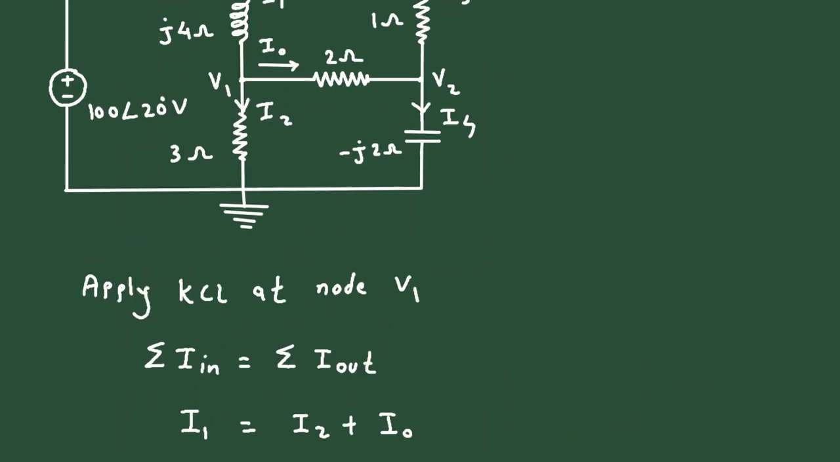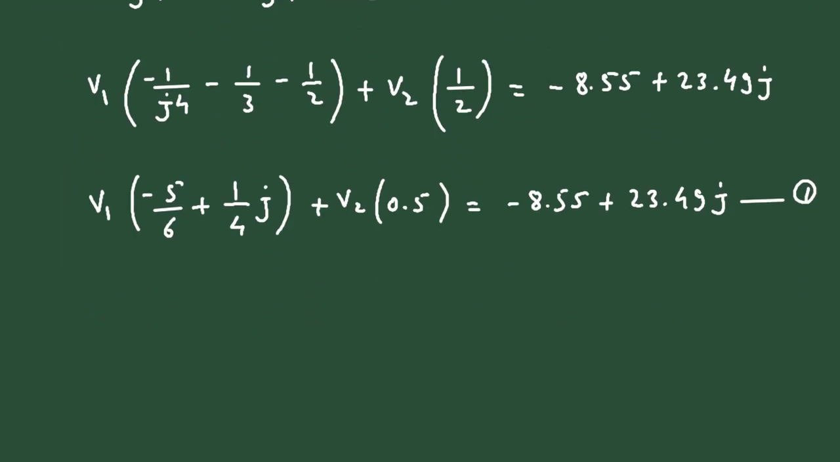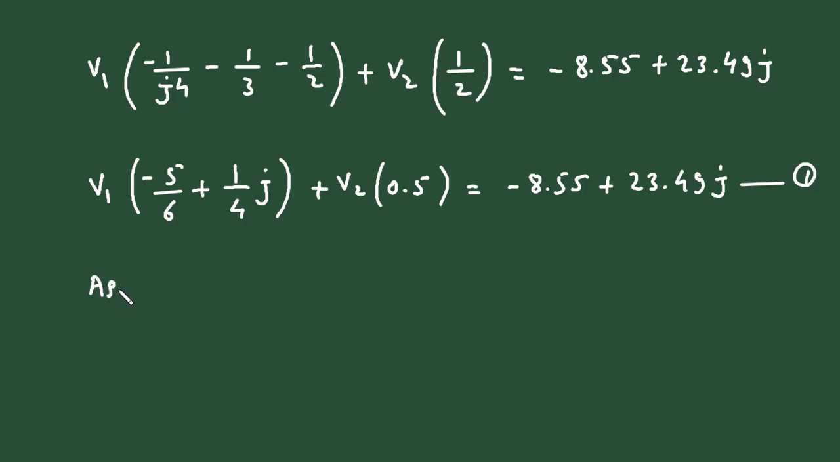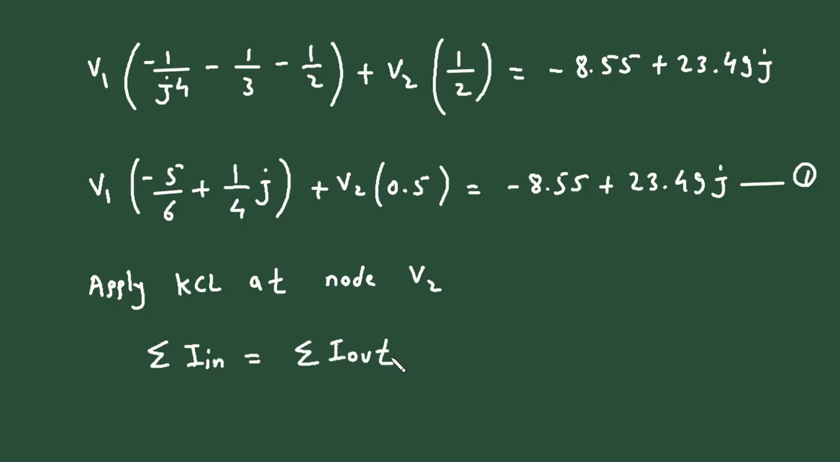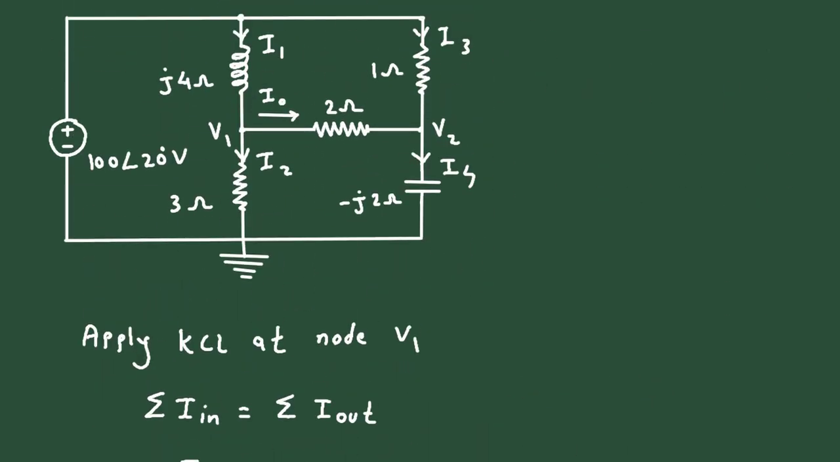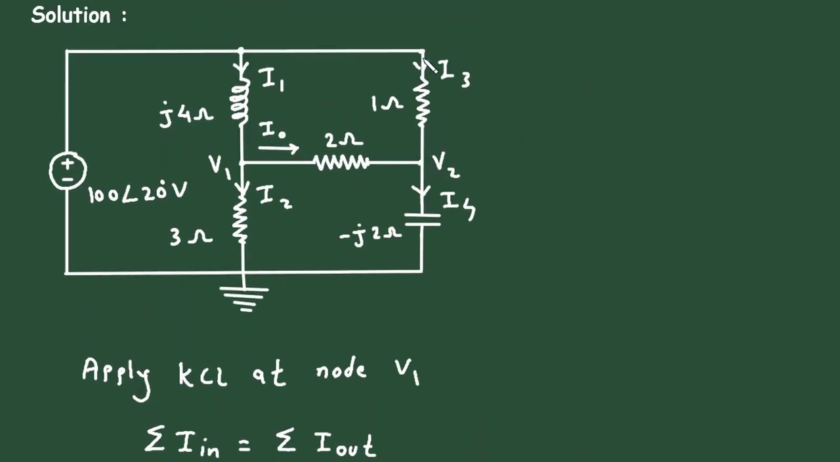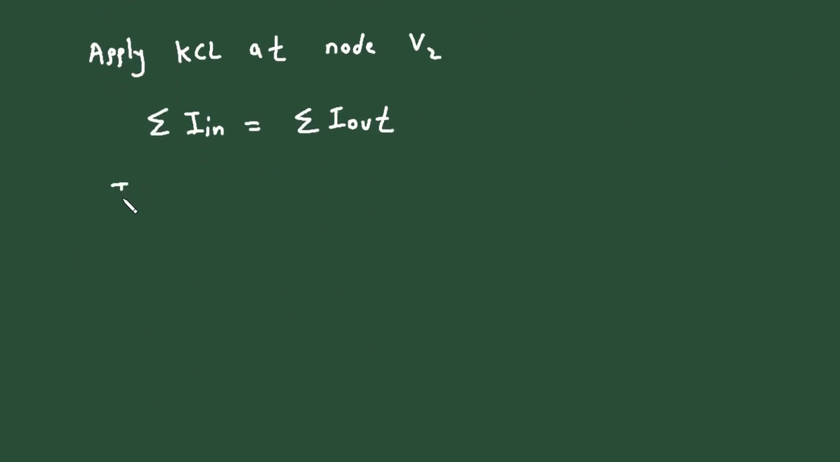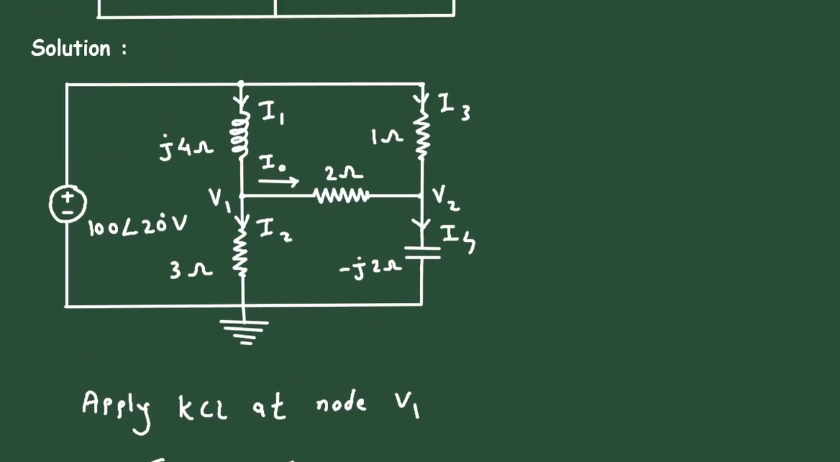Now similarly we will apply KCL at node V2. Now again summation of all the currents entering a node is equal to summation of all the currents leaving the node. Now at node V2 entering current is I3 and Io. So I3 plus Io is equal to I4.